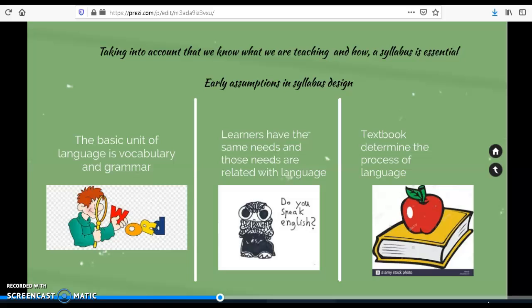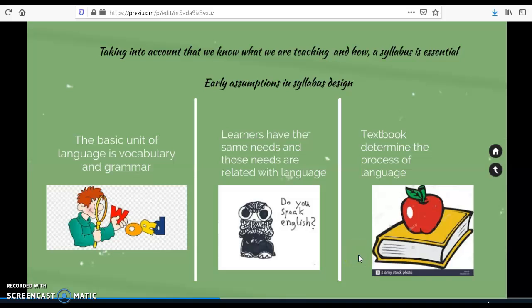Early assumptions in syllabus design. The basic unit of language is vocabulary and grammar. Learners have the same needs, and those needs are related with language. Learner needs are only based on language needs. When they learn English, the problems will be solved. Textbooks determine the process of language.